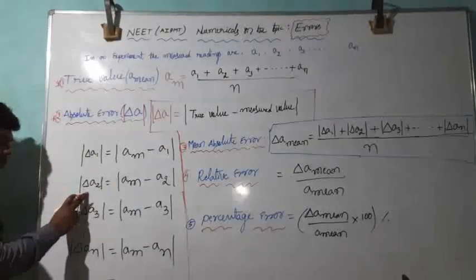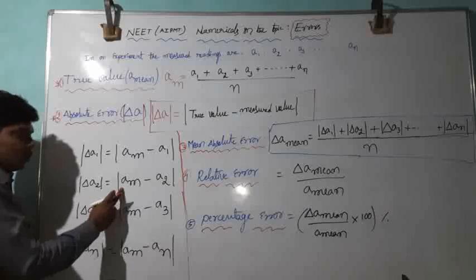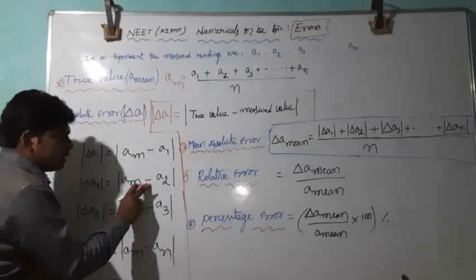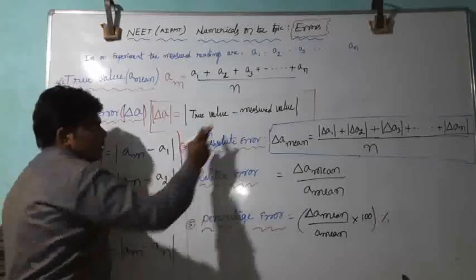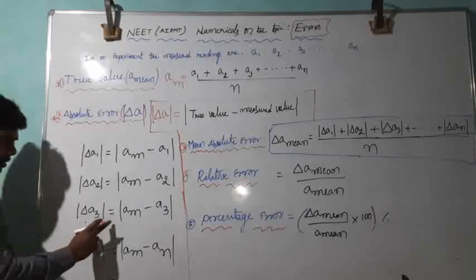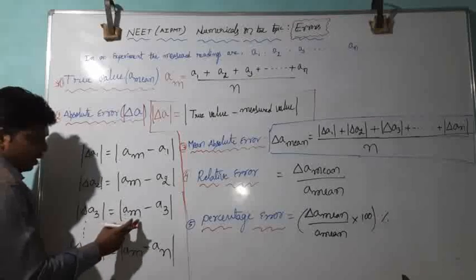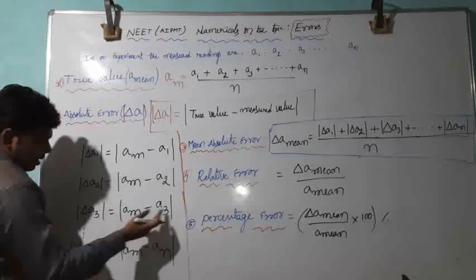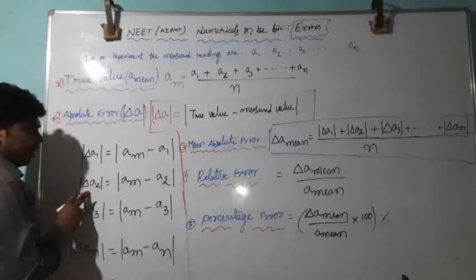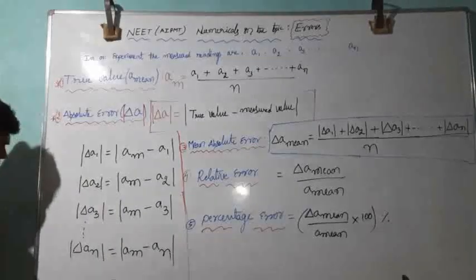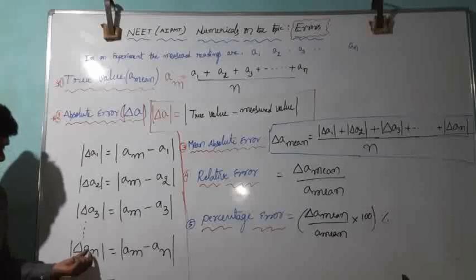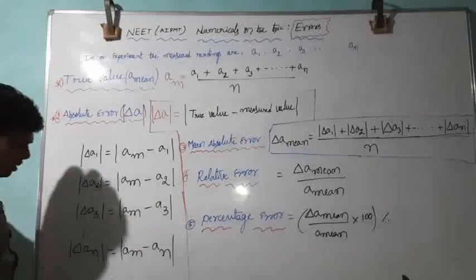Next, the second absolute error is equal to the magnitude of the mean value, or you take that as the true value, minus the second measured value, that is A2. Similarly, the magnitude of delta A3 is equal to the magnitude of A mean minus A3. While finding delta A3, we have to take A3. While finding delta A2, we have to take A2. Next, while finding the magnitude of the nth absolute error, what is the formula for that?